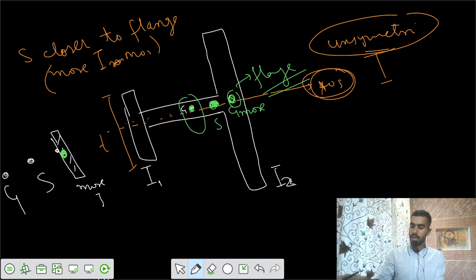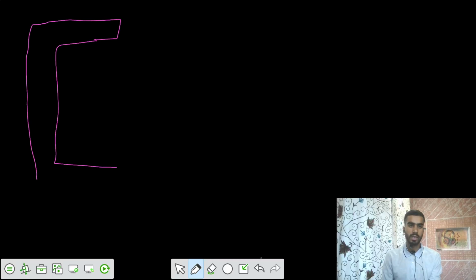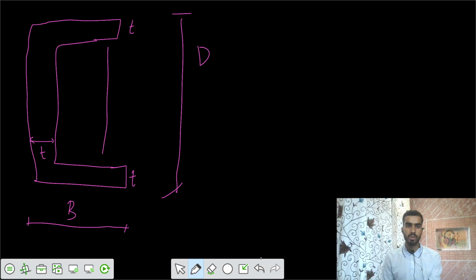Let's take the standard case of the channel section. We had this channel section. Let's make the flanges equal. Let's say this is flange 1 and flange 2. Let's say that the width of the flange is B and the thickness of the flange is T. Similarly, the thickness of the web is also T. And I would say the total depth is D, and between those we have small d.